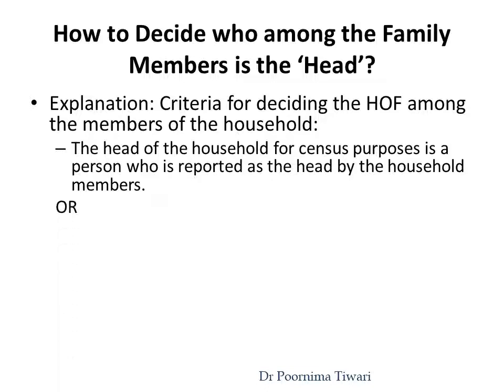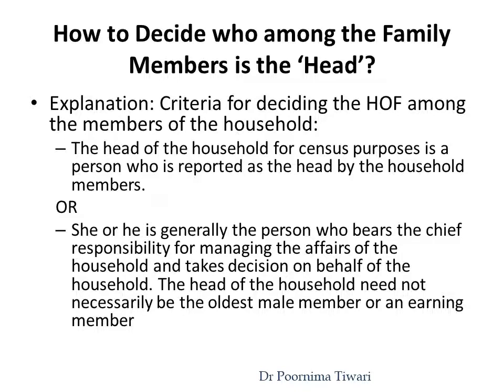If you're not able to do that, then the person who is making the decisions on behalf of the household, with whose permission all the decisions are made, is called the head of the family, and his or her name is recorded. It is not necessary that the oldest male member is the head of the family or the only earning member is the head of the family.